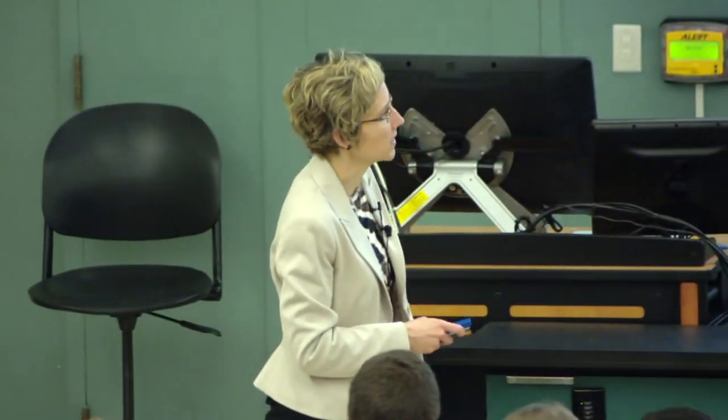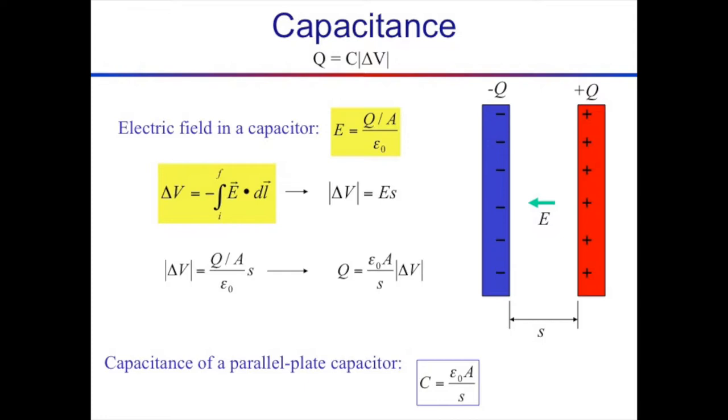And now I just want to rearrange this and solve for Q. That way I can go back to the Q equals CV equation and find out what the capacitance is for this case. So I solve for Q here. The epsilon naught comes up on this side. The A comes to the other side. The S comes to the other side. Altogether, I have Q is epsilon naught A delta V over S.